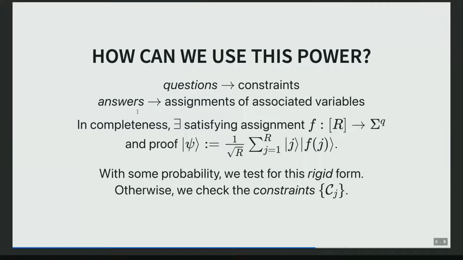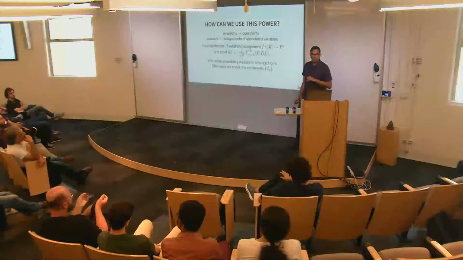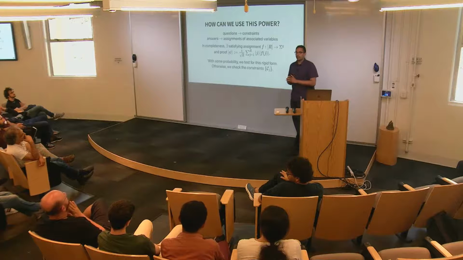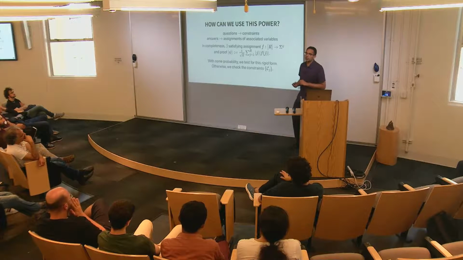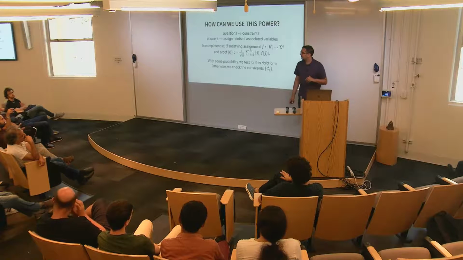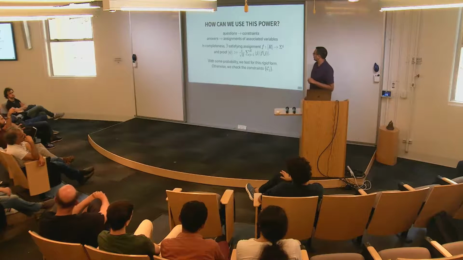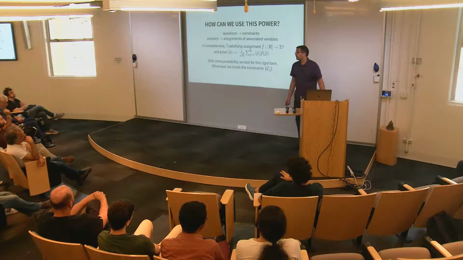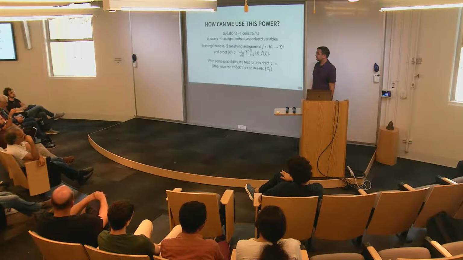What's J here? Is J one variable, or the 3 variables of a constraint, or nothing? J is the index of the constraint. Let's say I have n variables and R constraints, where R is some poly(n). Okay, so testing for the rigid form means testing both that the superposition is uniform and also that there are no phases. Well, there couldn't be phases anyway because of the non-negativity. So it's really just like a uniformity test. That's right.